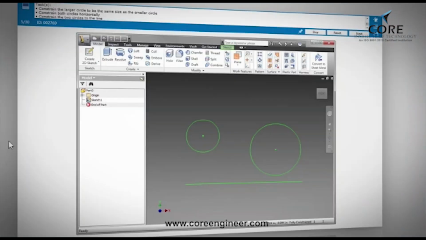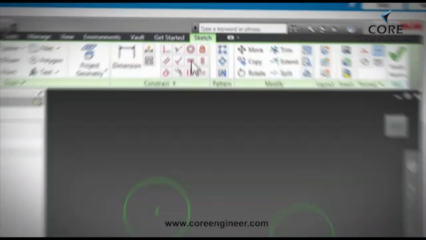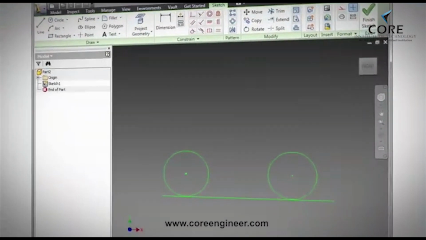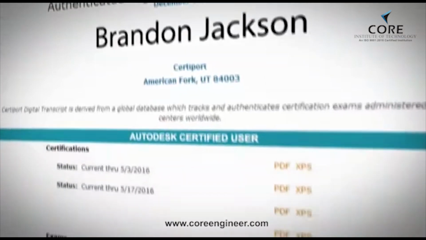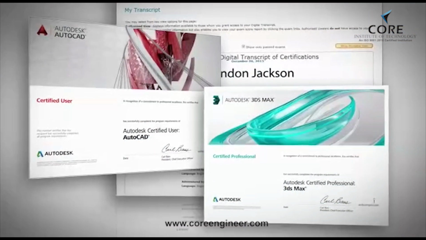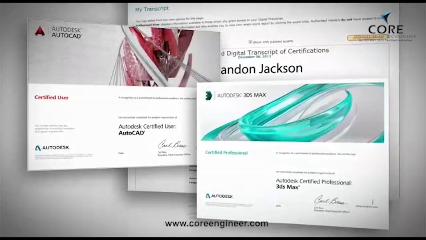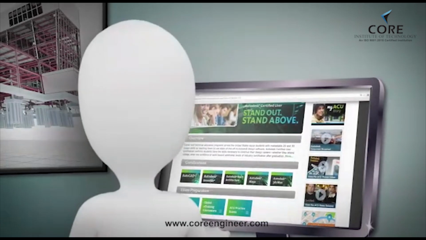Questions are unique to each exam and designed to test a student's command of the application. Once they pass, they are registered as an Autodesk Certified User or Professional on Certiport's digital transcript database and receive an ACU or ACP certificate to include on their college application or resume. And getting up and running is easy.